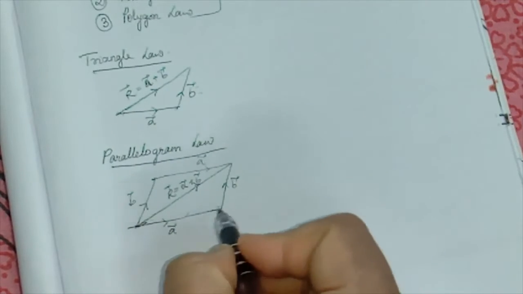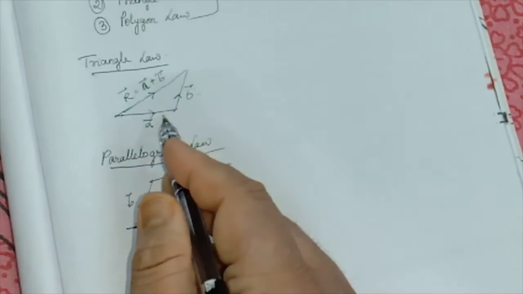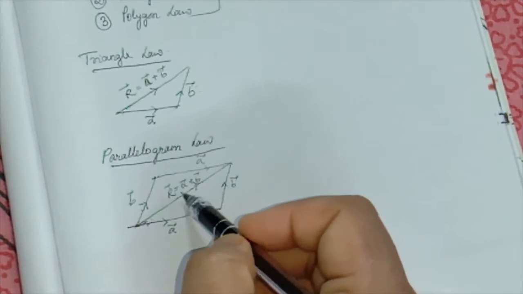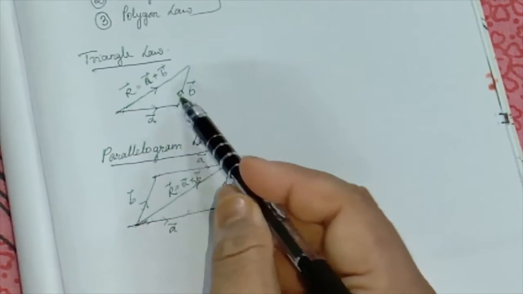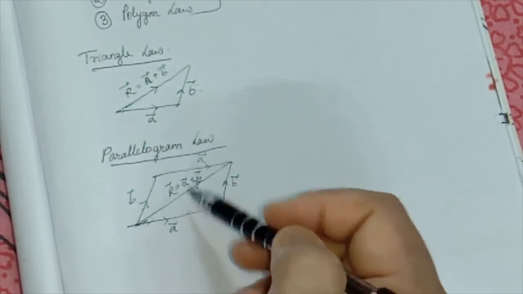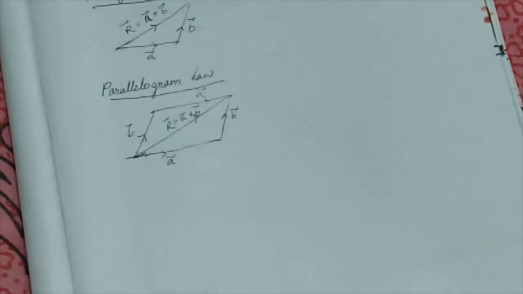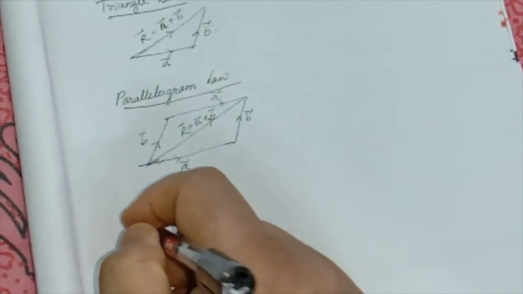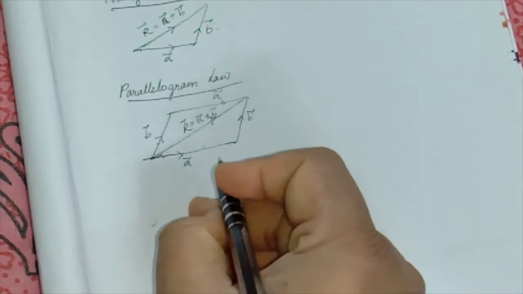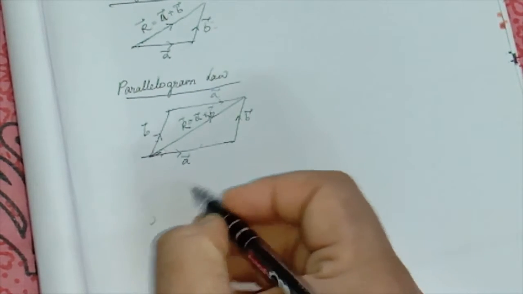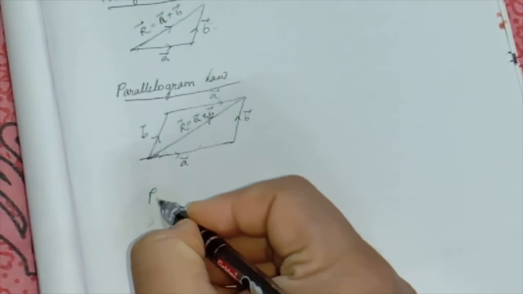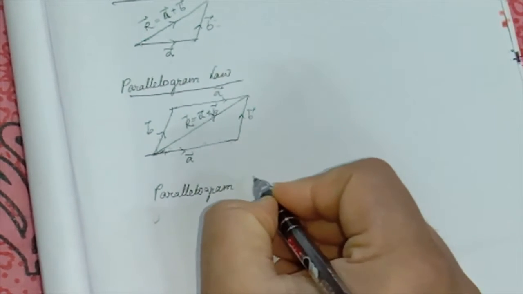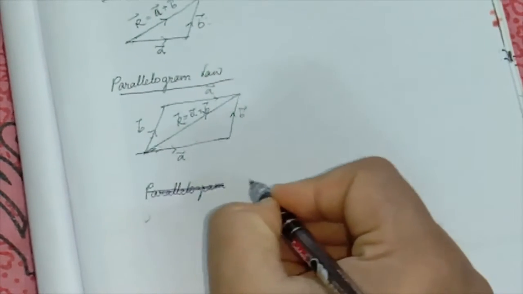Now you can see A vector plus B vector equals this vector. Triangle law. You can see that way also, B vector plus A vector equals this. So triangle law is implemented in the parallelogram law. Again, for the polygon law, I will give you a PDF note on the laws of vector addition after this class.